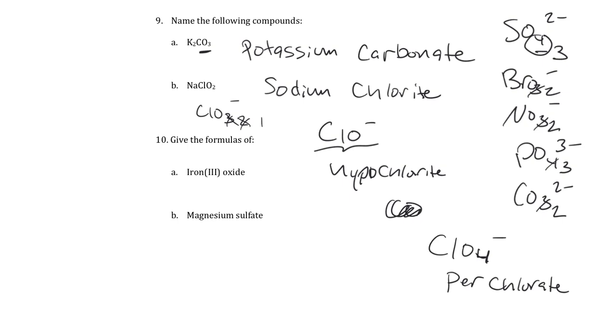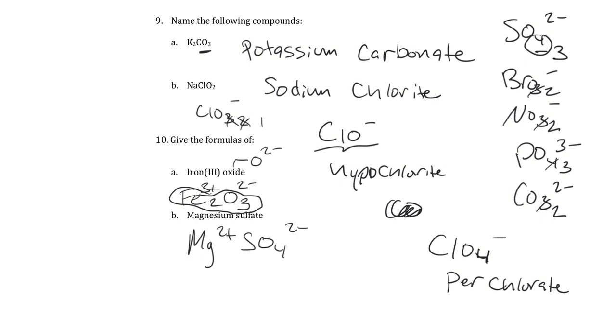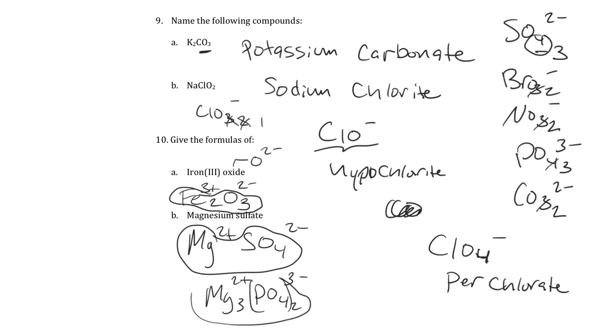So a couple other examples here of going to formulas from the name. Iron 3 is iron 3 plus. Oxide is a 2 minus. This is a simple oxide ion. So we have Fe2O3. The formula wouldn't contain the charges in it, so just Fe2O3. Magnesium sulfate: magnesium is a 2 plus, sulfate's a 2 minus, so we'd have MgSO4. If you had magnesium phosphate, you just have a 3 and a 2, put some parentheses here, so that would be magnesium phosphate.